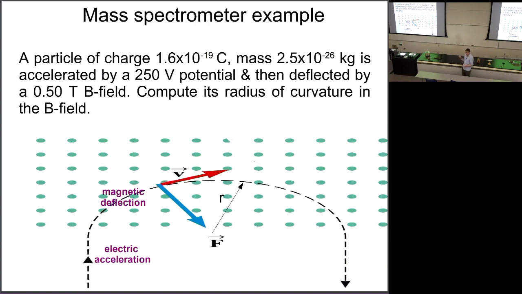And we're told a couple of things about the electric and magnetic situation that we've got here. The potential that we accelerated with was 250 volts. The magnetic field that we deflect with is half a Tesla. And we're going to put all that information together and figure out the radius of curvature of this particle's orbit. So let's see if we can do that. I'll do it on the document camera.